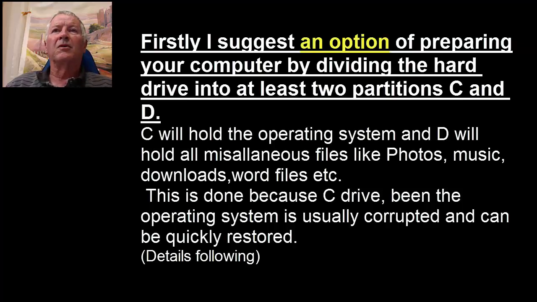Firstly, I suggest an option of preparing your computer by dividing the hard drive into at least two partitions, C and D. C will hold the operating system and D will hold all miscellaneous files like photos, music, downloads, Word files, etc. This is done because the C drive, being the operating system, is usually corrupted and can be quickly restored because it is smaller than usually the D drive.